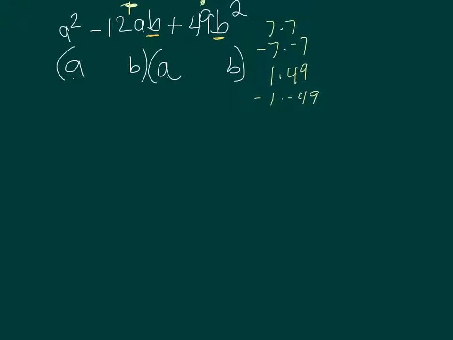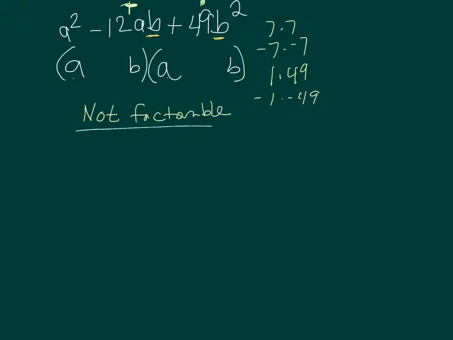Okay, 7 plus 7 is 14. It's not negative 12. Negative 7 and negative 7 is negative 14. That's not negative 12. 1 and 49 is 50. That's not negative 12. And negative 1 and negative 49 is negative 50. That's not negative 12. So this must be not factorable.